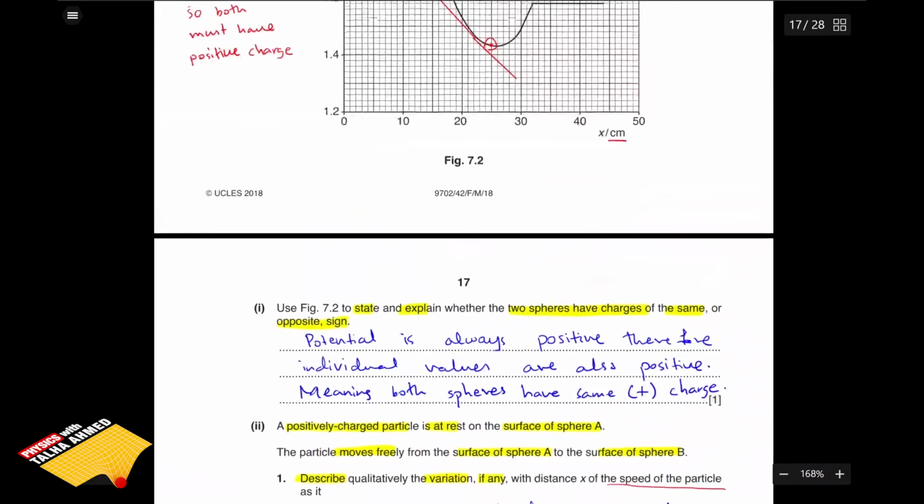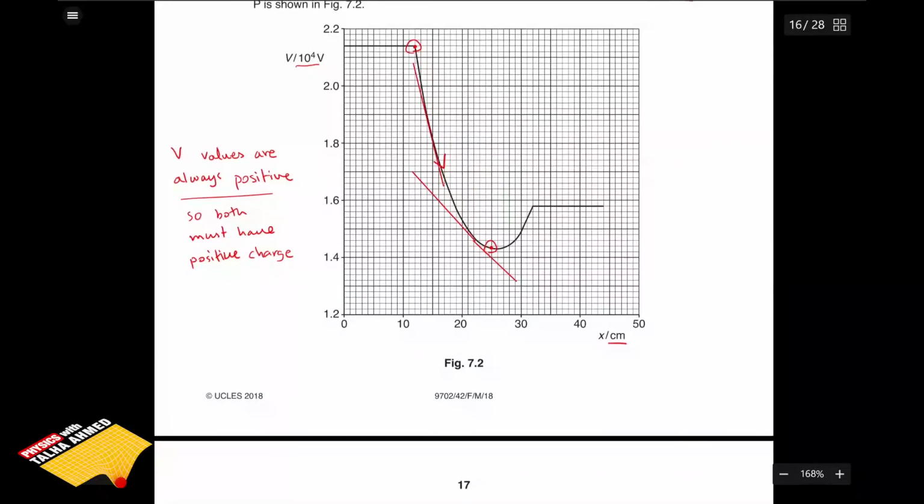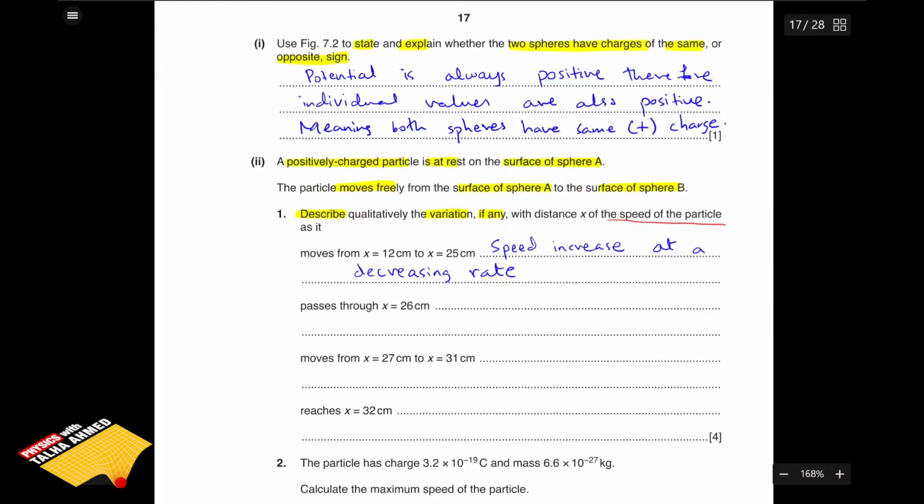That's the first part. Now, what happens when it passes 26 centimeters? So you come to the graph and you will notice that that is actually the lowest point of the graph. And at that part, since this is a stationary point of a graph, as math students know, the gradient of the graph, if you draw a tangent, is zero. So that means that for that particular moment, the potential is not changing. Potential energy is not changing, which means that there is no energy being converted to kinetic energy. That means that at this time, the speed is not changing.